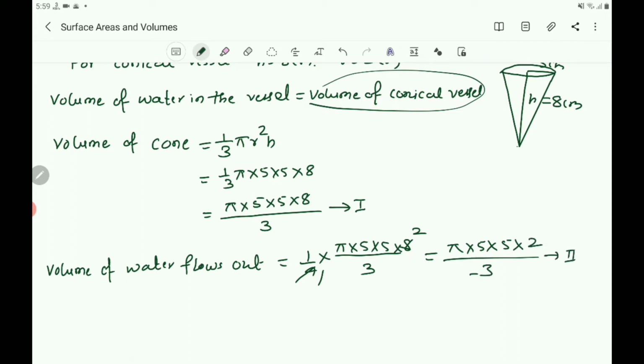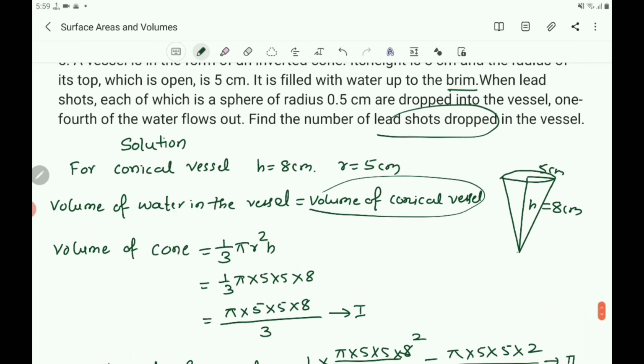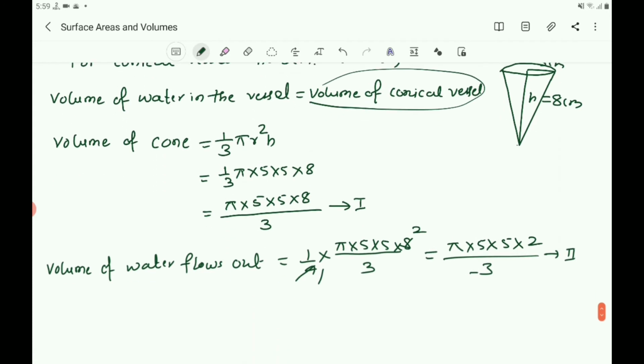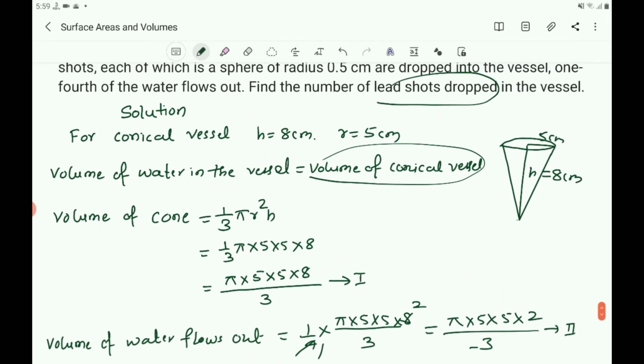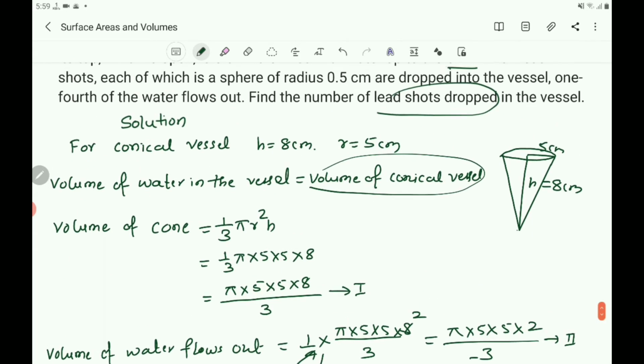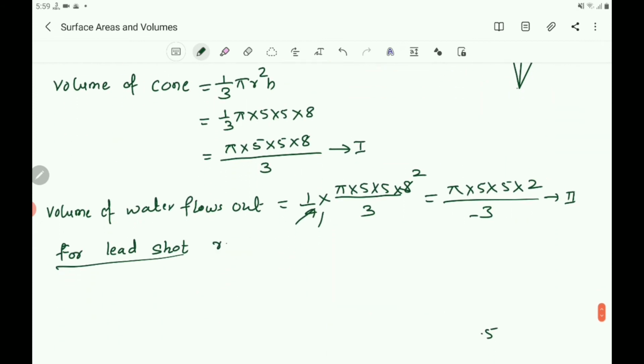Consider this as second. Now what you have to find out? Find the volume of each lead shot, which is in the shape of a sphere. Use the formula for the volume of the sphere and get the volume of the lead shot. So write for lead shot, what is given for lead shot? The radius is given. You write r is equal to 0.5 centimeter.